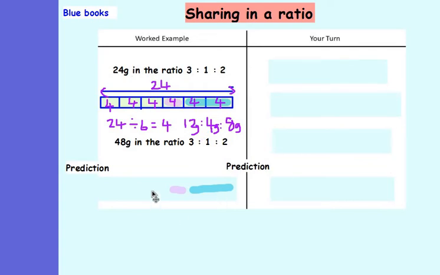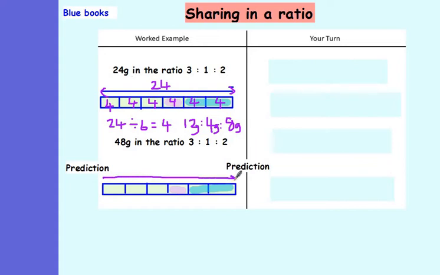Okay, let's find out if your prediction is correct. Here we go, I've got my bar model with 3 to 1 to 2. This time my entire bar is worth 48 instead of 24. I need to do 48 divided by 6 to work out what each of those little parts is worth. So each little part this time is going to be worth 8.